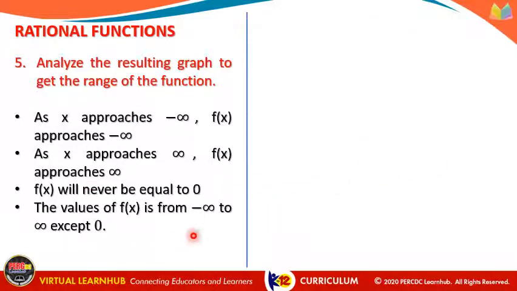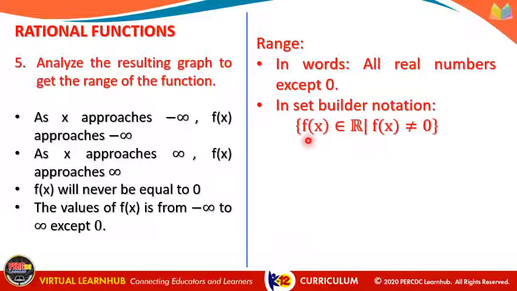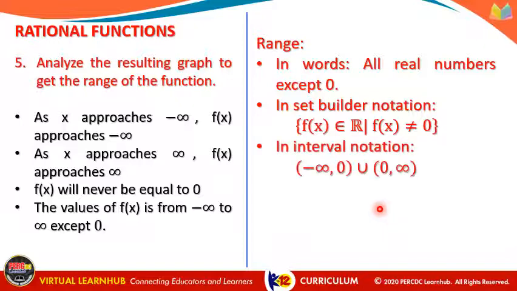Ito na yung mga observations natin. Pwede na nating sabihin yung sagot. So, what is the range? All real numbers except 0. In terms of set builder notation, ito siya. So, f of x is a real number such that f of x is not equal to 0. Or in interval notation, I hope alam nyo na gamitin ito. It's negative infinity to 0 union of 0 to infinity. Again, yung 0 mismo hindi kasama, kaya gagamit tayo ng parenthesis. So, kung gusto mong sabihin na lahat ng real number maliban sa 0, kunyari, ito yung paraan kung paano sabihin yon.